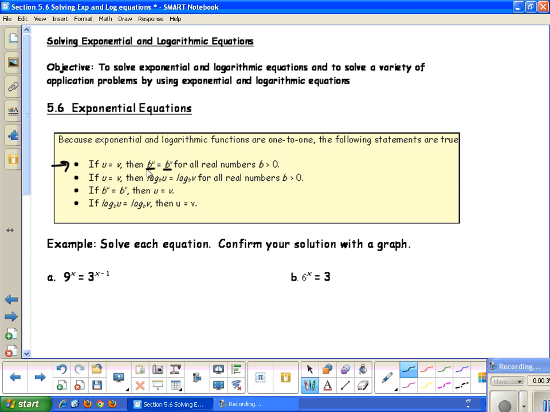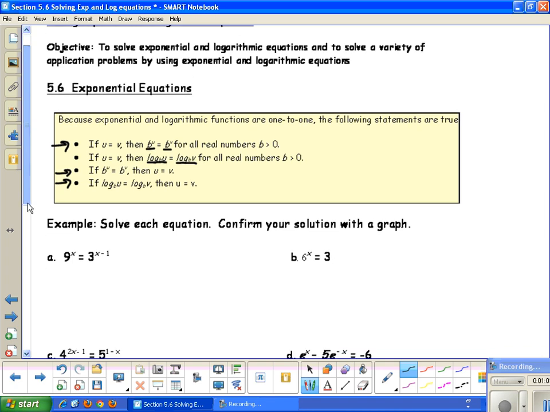So when you have the same base and you're solving for an exponent, you can just set the exponents equal to each other to solve. For the next one, log base b of u and log base b of v are going to be equal to each other as long as u is equal to v. And this next property is just the converse of the first one. Now, when you're solving an exponential equation, that means you have a variable as an exponent.